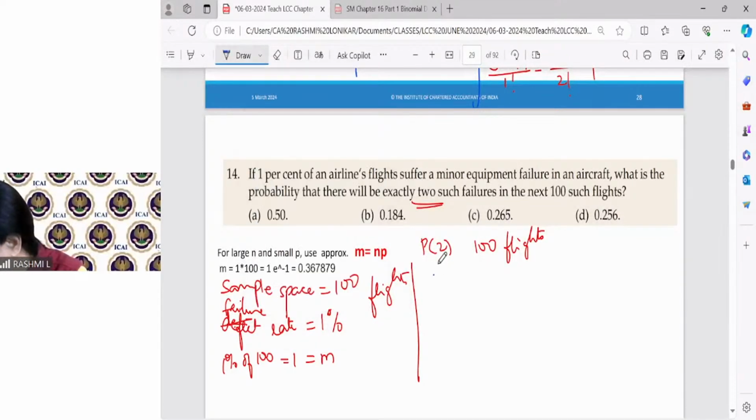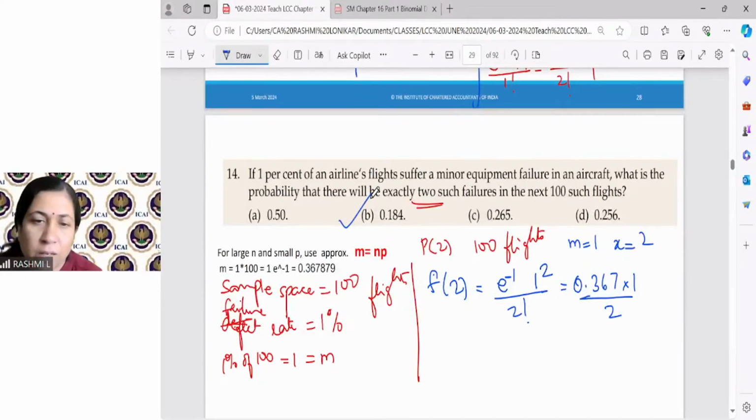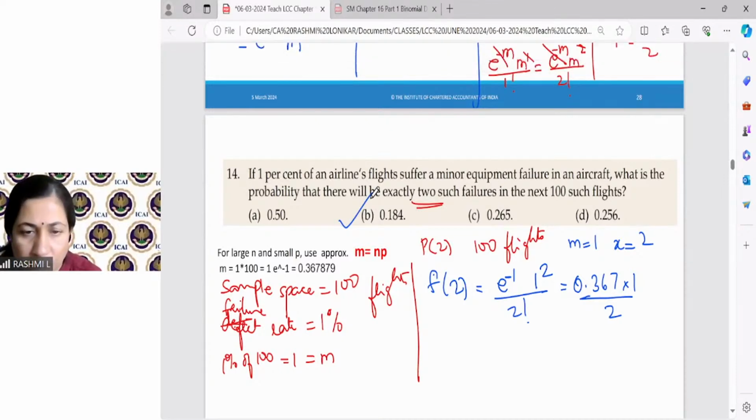So I will have f of 2 to be equal to e raised to minus 1, because m is 1, and x is equal to 2. E raised to minus m, 1 raised to 2 upon 2 factorial. E raised to minus 1 is equal to 0.367 into 1 raised to 2 upon 2 factorial, which I know is 2. So 0.367 divided by 2 is 0.18 something. So B will be the correct answer. Okay.